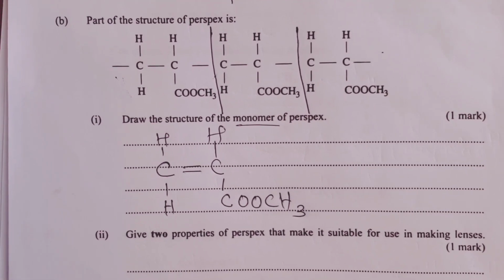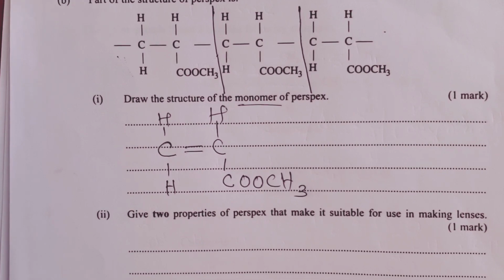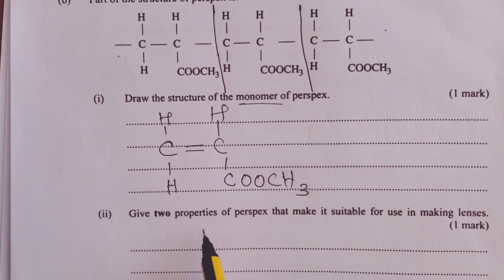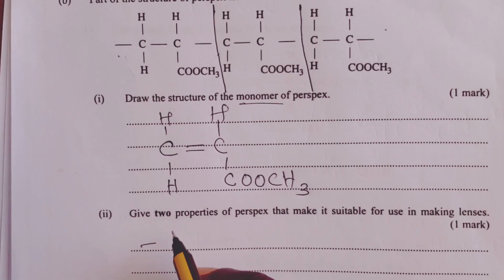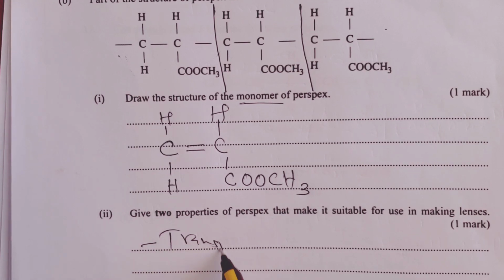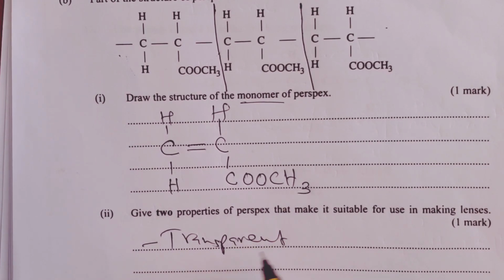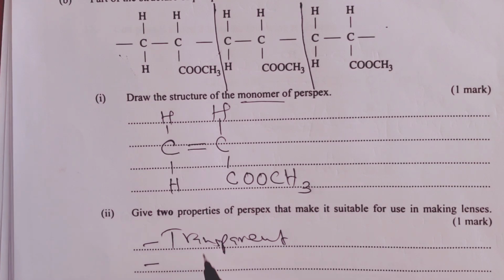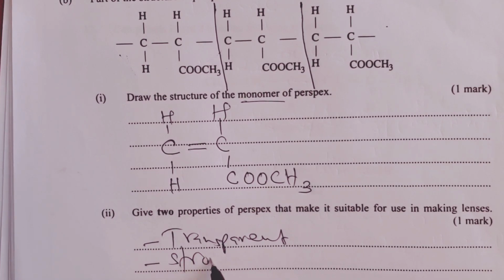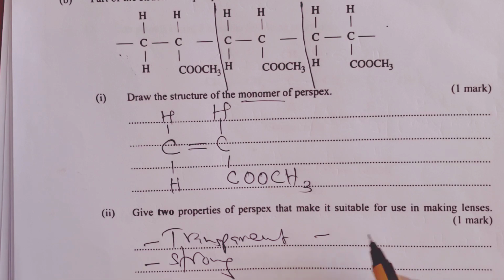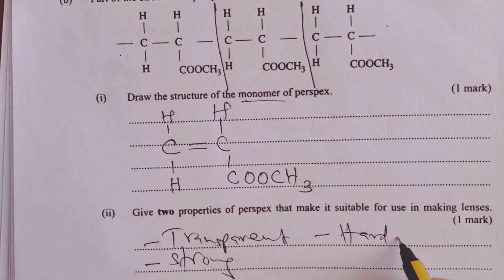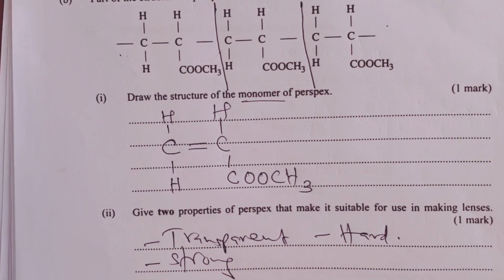Two properties of perspex that make it suitable for use in making lenses. One, it is transparent. Two, it is strong, and we can talk about it being hard as well. Any two for one mark, each would be awarded half.